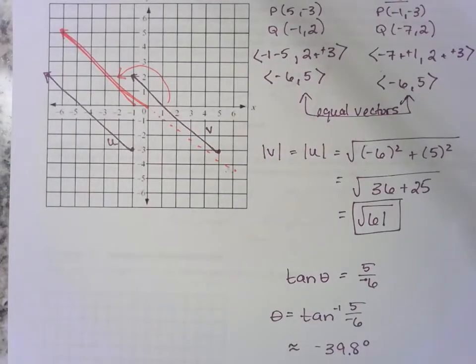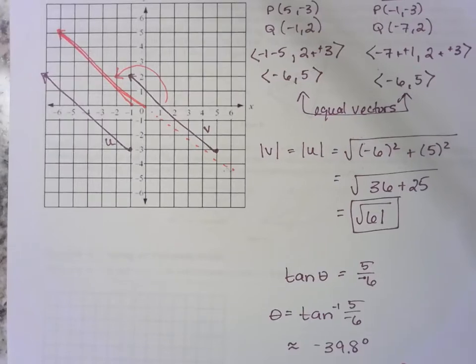So we have now found the magnitude and direction of the vectors, and we have them all sketched on the same coordinate plane, even though it's not very pretty.